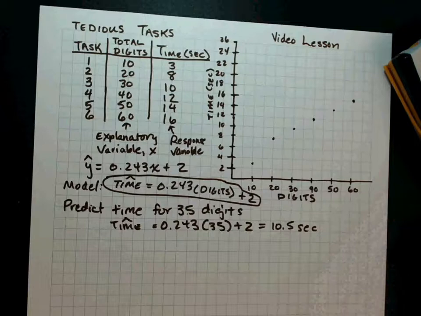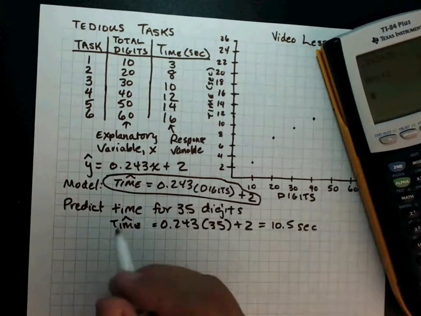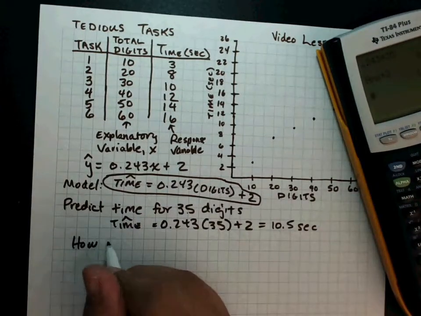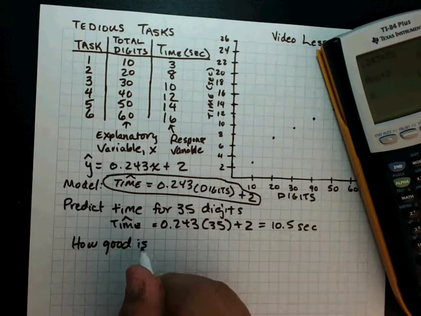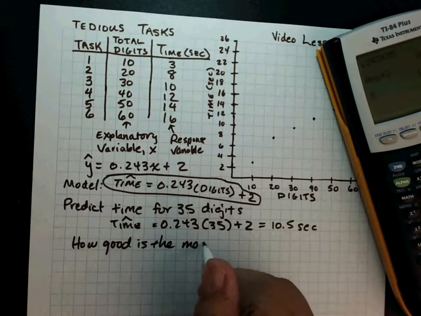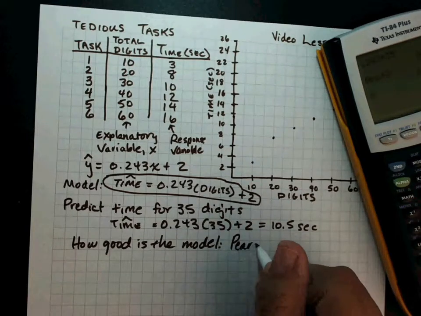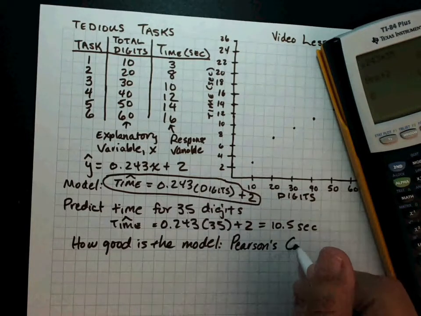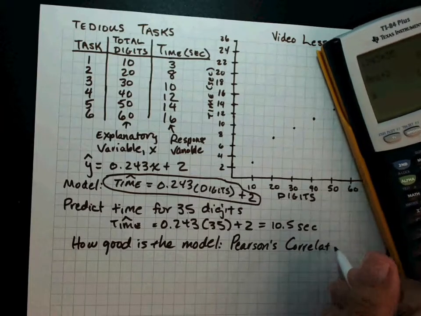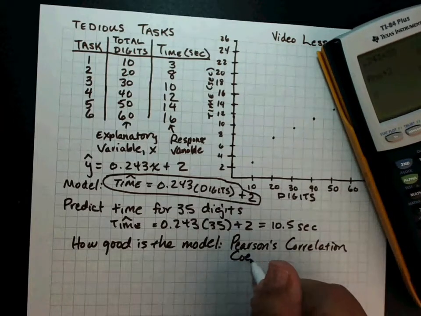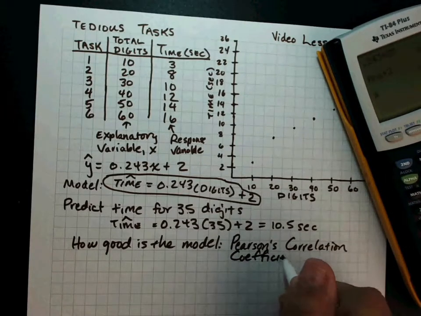How good is the model? We use basically something called Pearson's correlation coefficient, which is R.